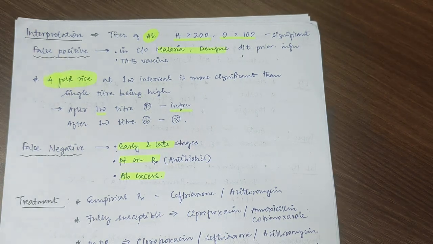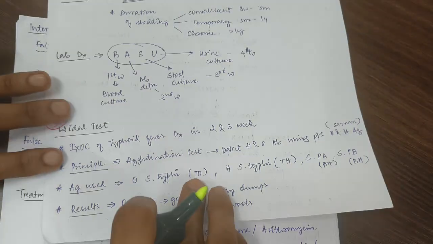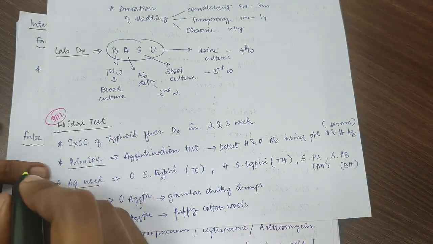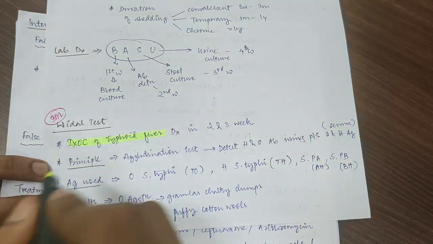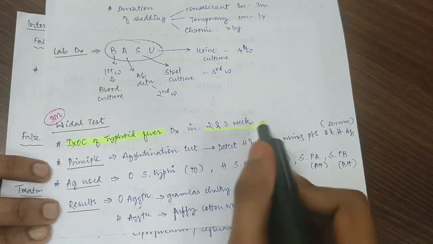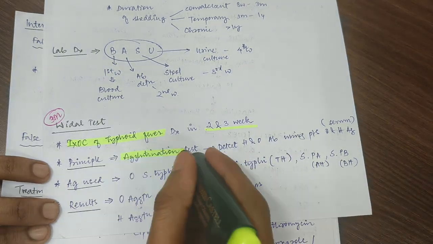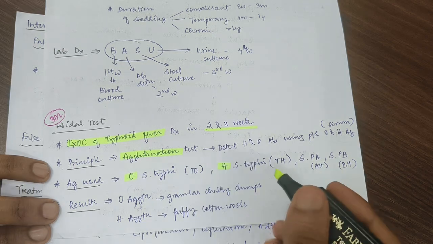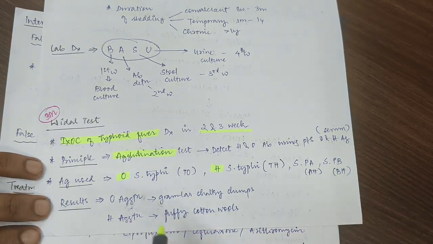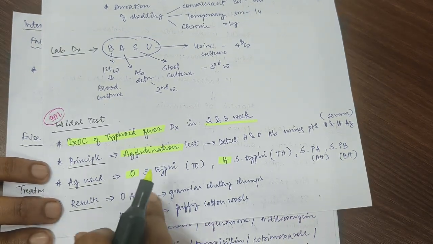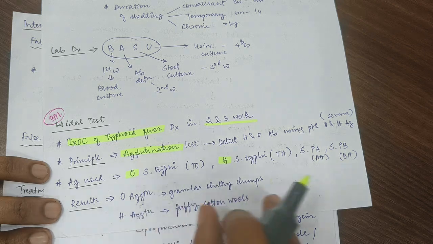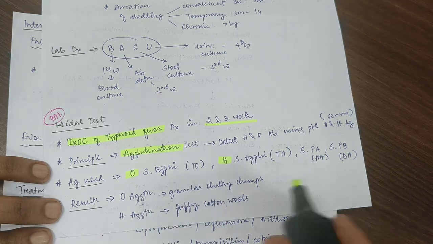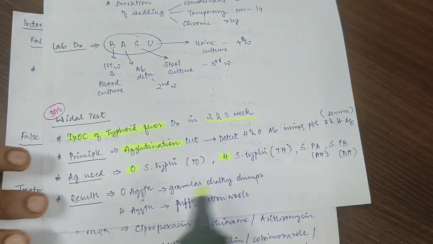So what is basically this interpretation? It is an interpretation of the Widal test. It's the investigation of choice for typhoid fever in the 2nd and 3rd week. What is the principle here? Agglutination is the principle. So what are the antigens used? O antigen and H antigen, of Salmonella typhi and paratyphi A and B.